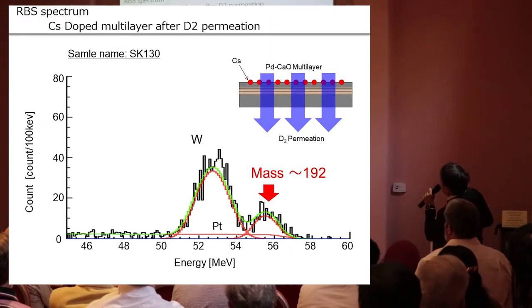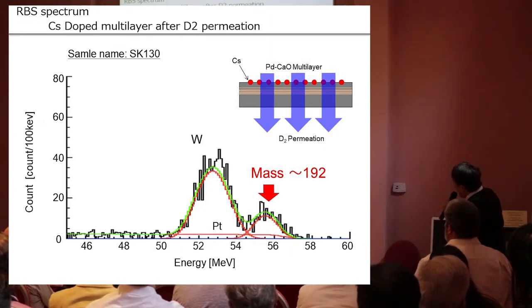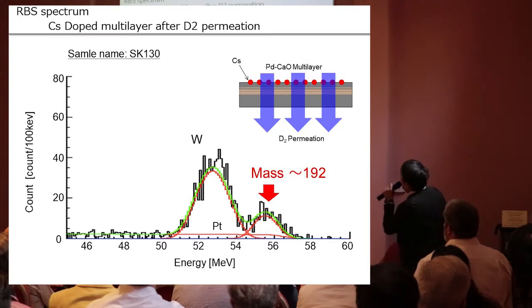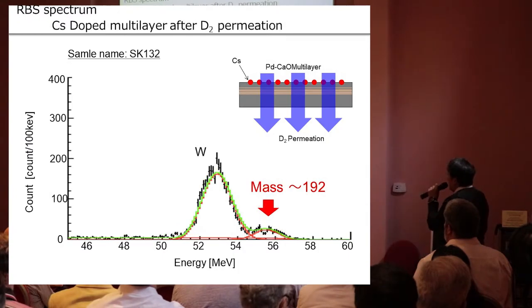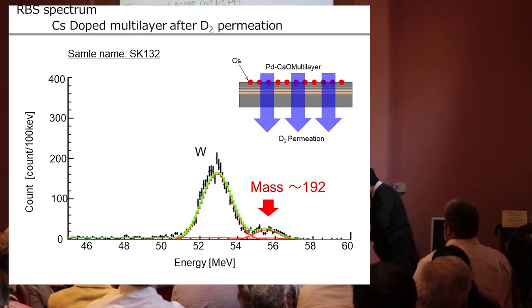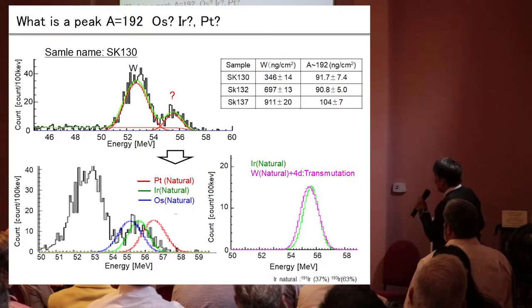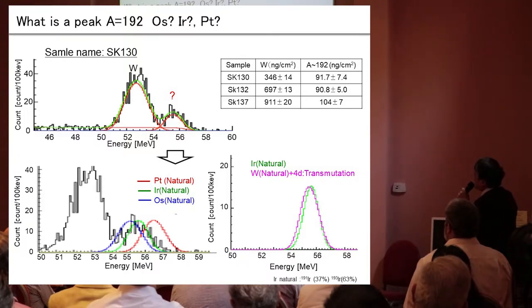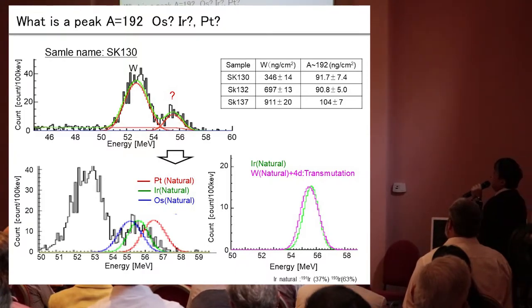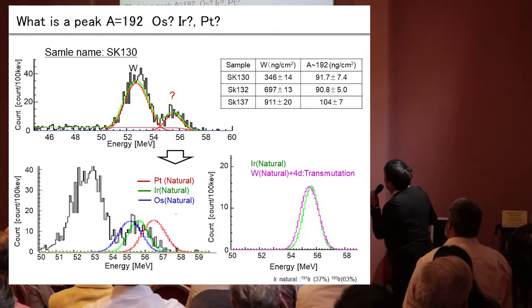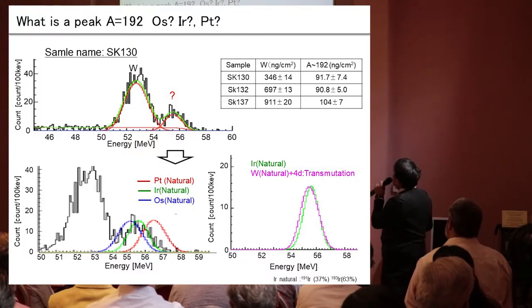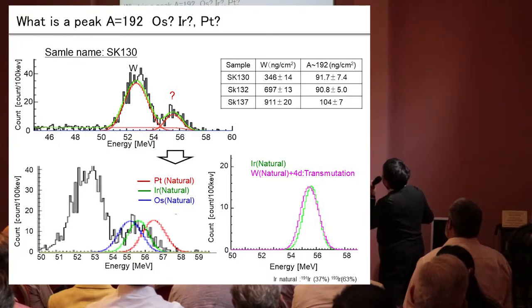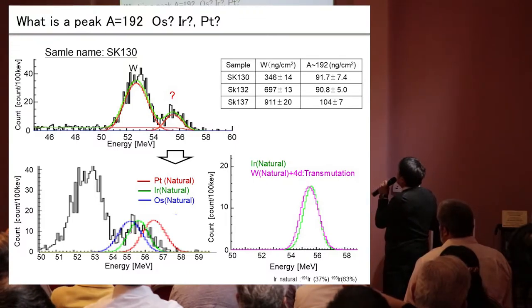Next, the foreground sample has peaks corresponding to mass 192. This foreground sample is the gas permeation sample. And in another sample, we can see no peaks. So what is 192? Of course, we can see it only in the foreground samples: tungsten, and an element of mass number 192. About 100 nanograms exist in the foreground samples.